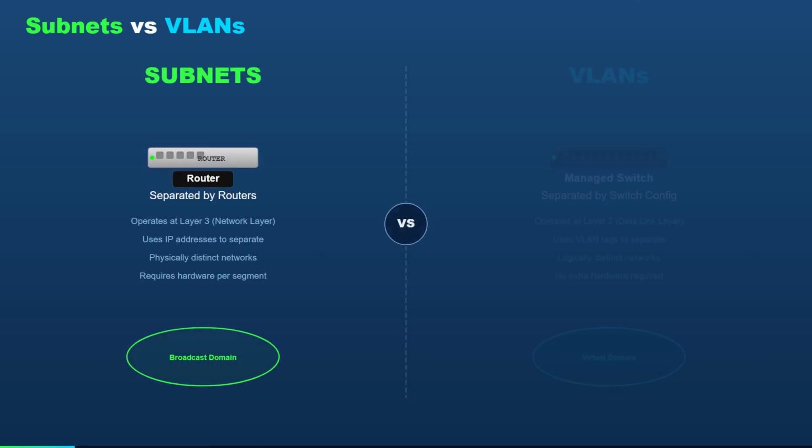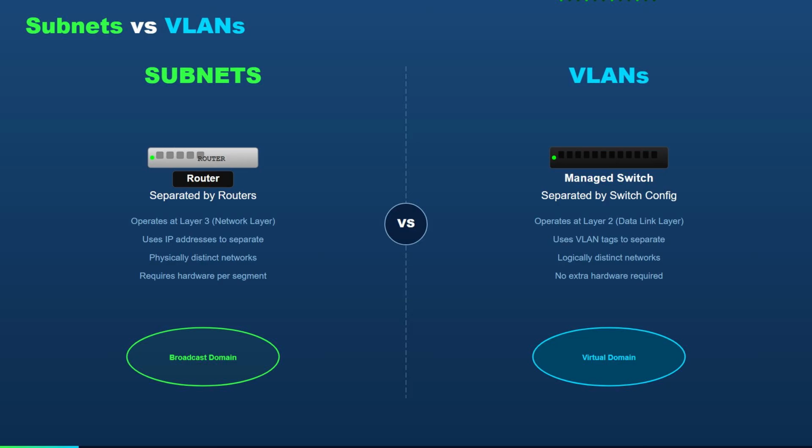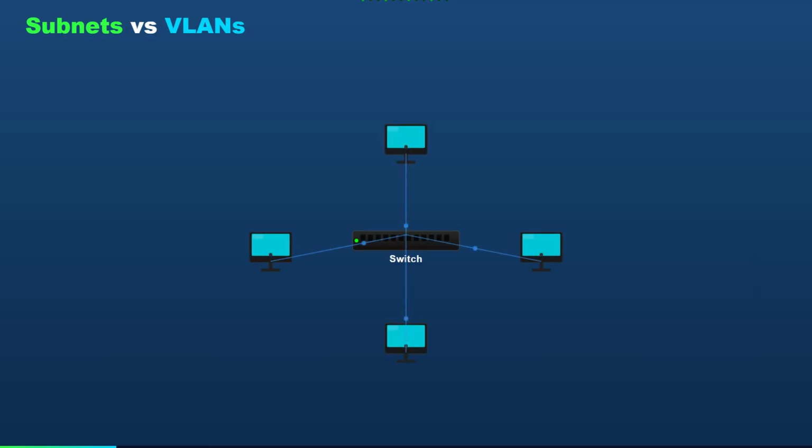Here is the key difference. Subnets separate networks physically, while VLANs separate networks virtually. Let us start by talking about subnets first. Subnet stands for subnetwork. A subnetwork is a smaller network within a larger network broadcast domain.